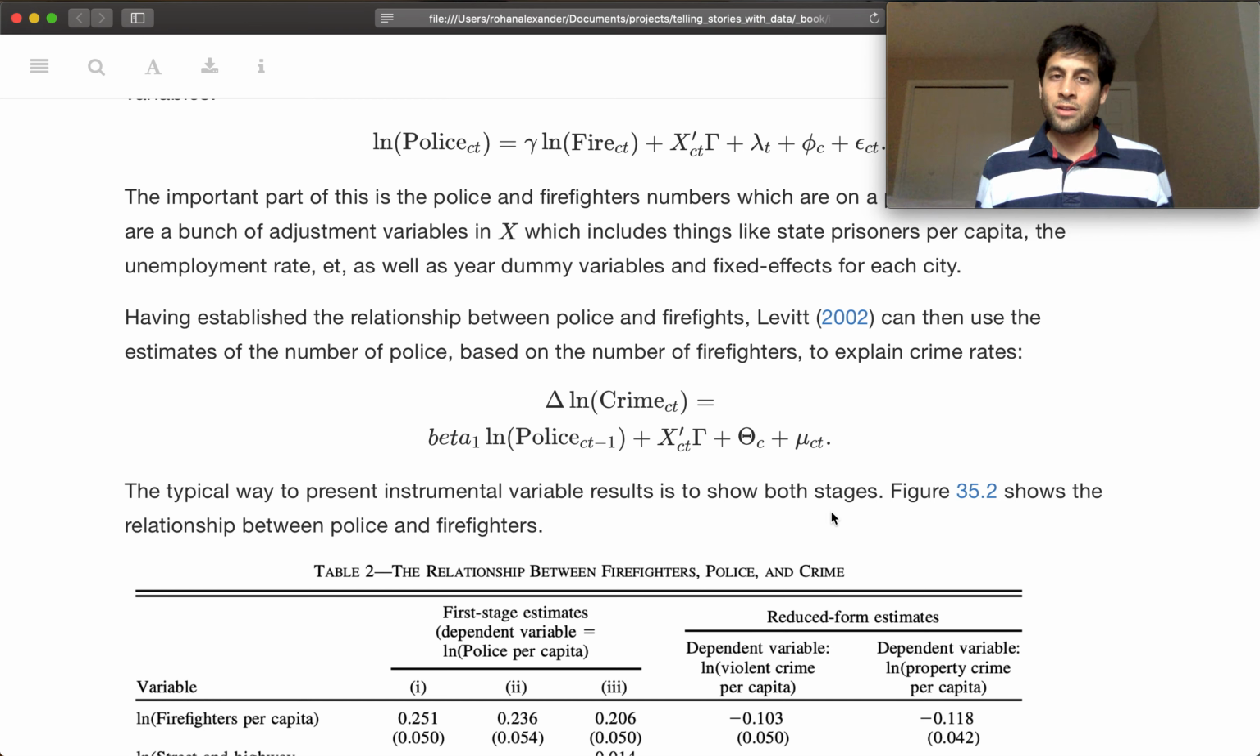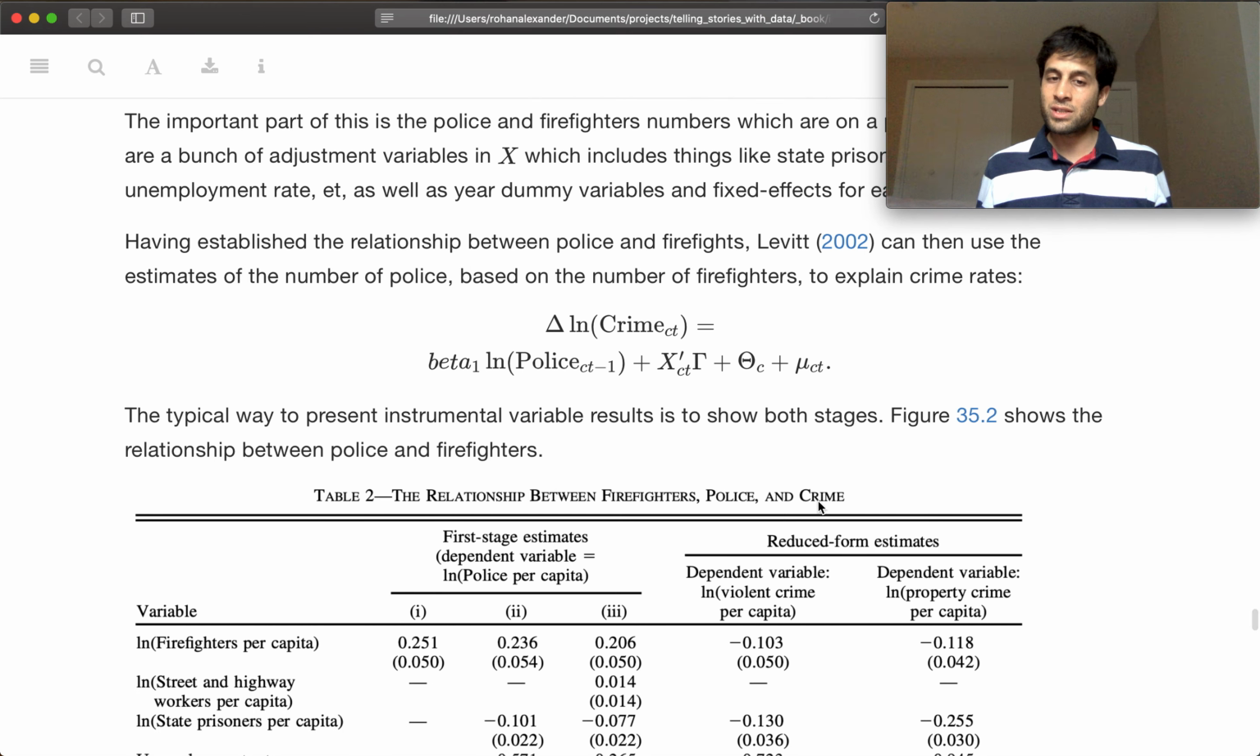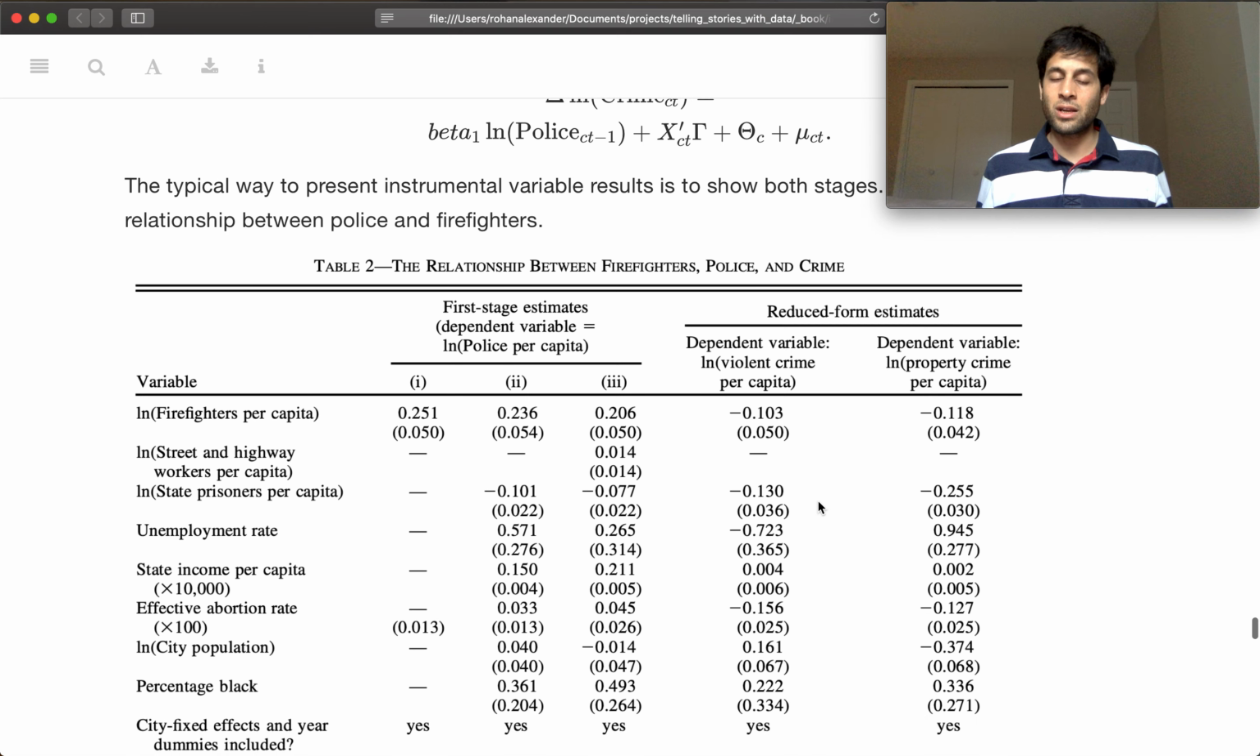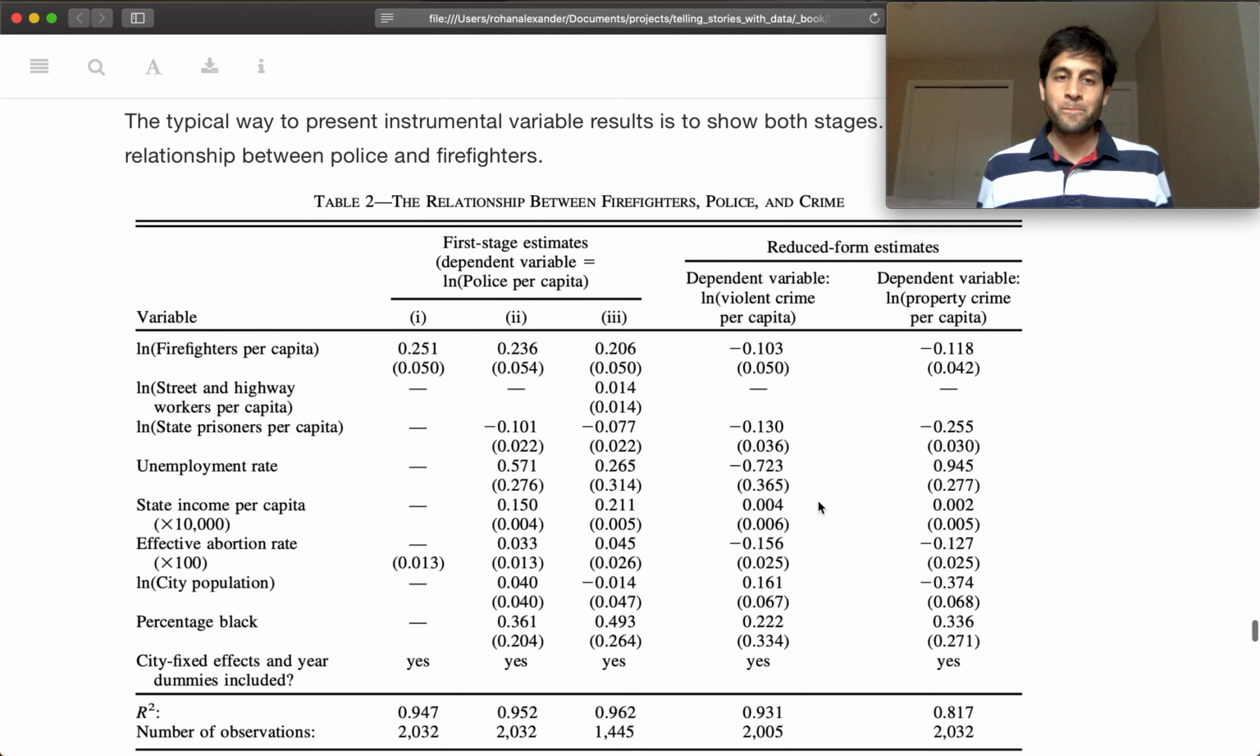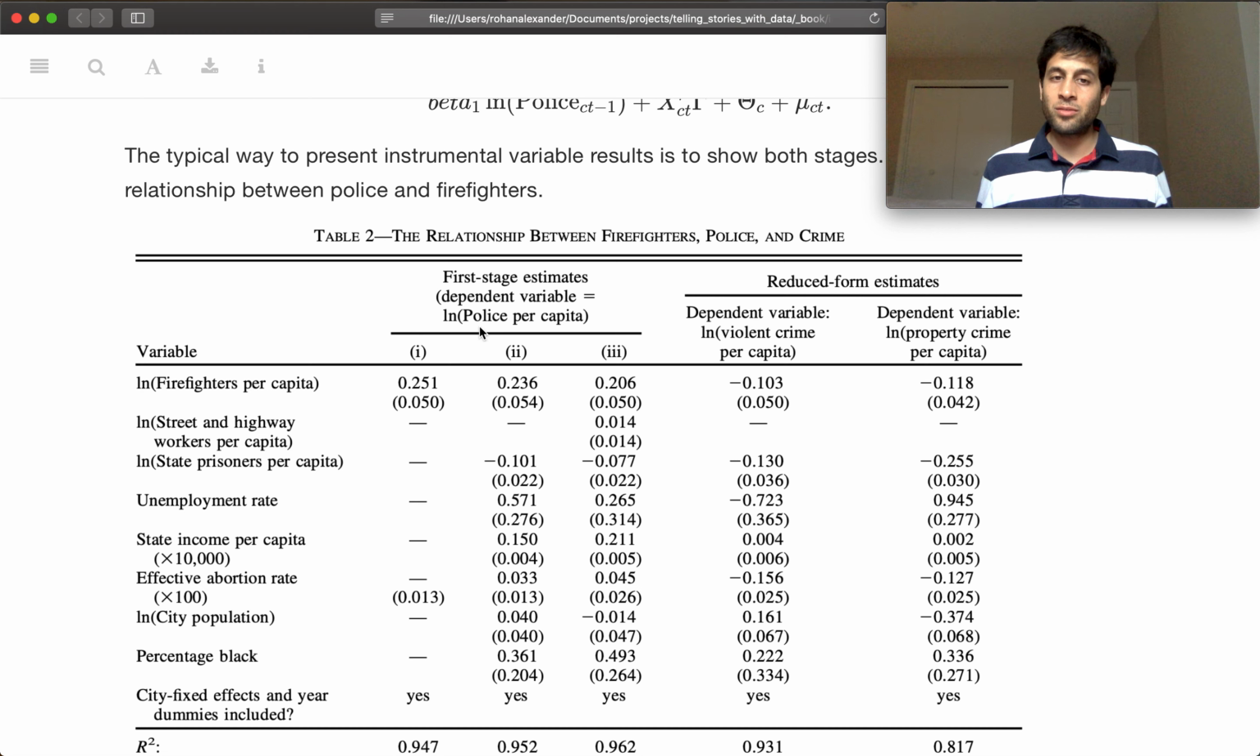And so the typical way that authors present their instrumental variables results is to show both stages. And so this is what we see in Levitt's table 2. The dependent variable is police per capita, and the independent variable that we are most interested in is firefighters per capita. And so we can see that it is small, but it is positive. And so as the number of firefighters increases, the number of police also increases.